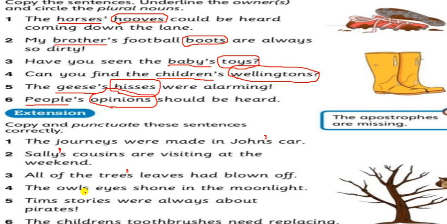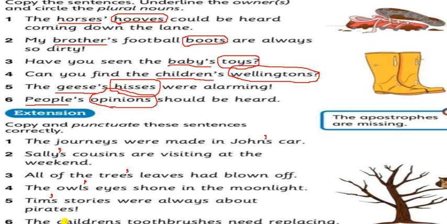Number 4, the owl's eyes. How many owls do we have? We have only one owl with 2 eyes. So it will be the owl apostrophe s. The owl's eyes shone in the moonlight. Number 5. Tim's stories were always about pirates. So the boy's name is Tim, so we will put the apostrophe after Tim before the s. It will be Tim's stories were always about pirates.